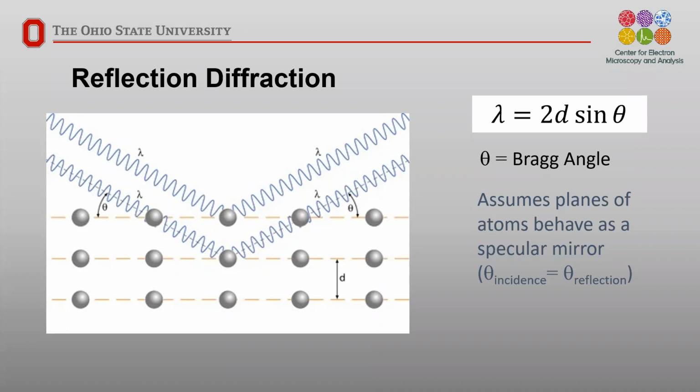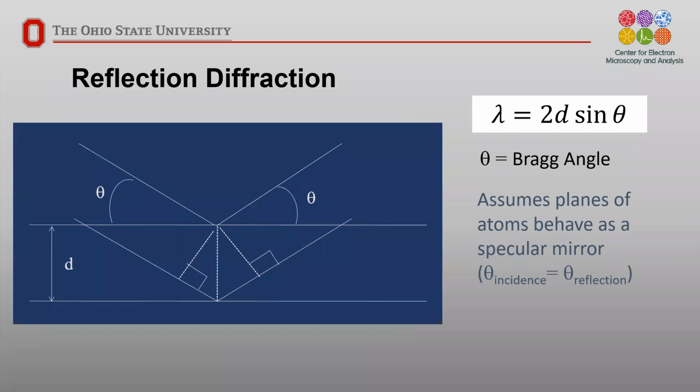Well, if we try to give this more schematically, we can think of the atoms being in planes. So we have the wave coming in from the left, and these wave fronts are in phase. But now the wave that strikes the lower atom has to travel farther than the wave that hits the upper atom. So if the path length is not an integer number of wavelengths, you don't get constructive interference.